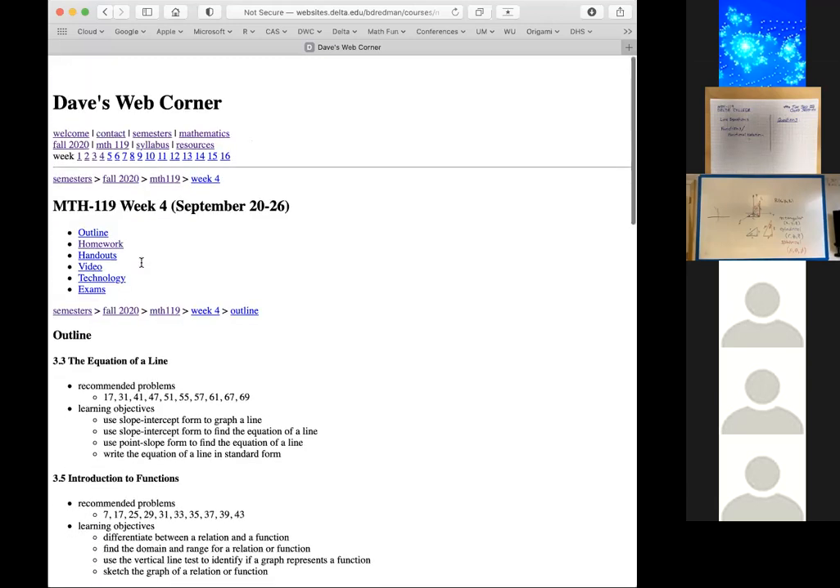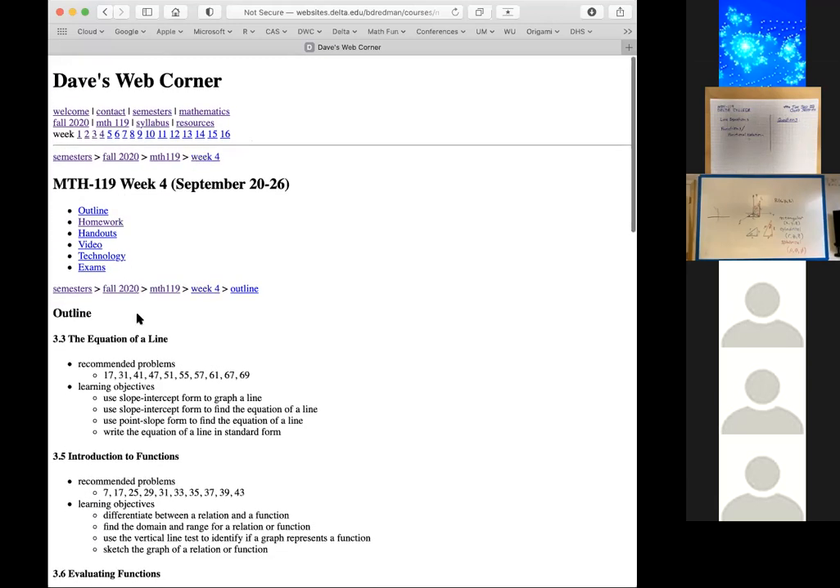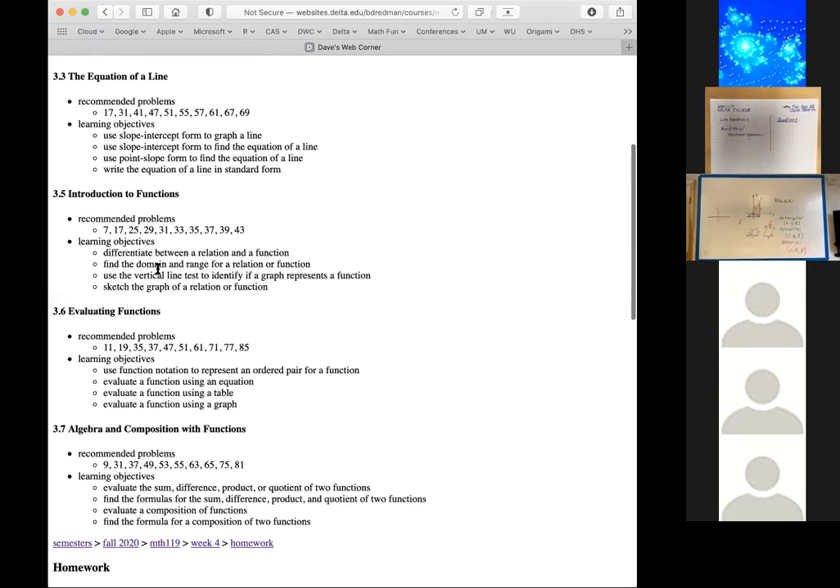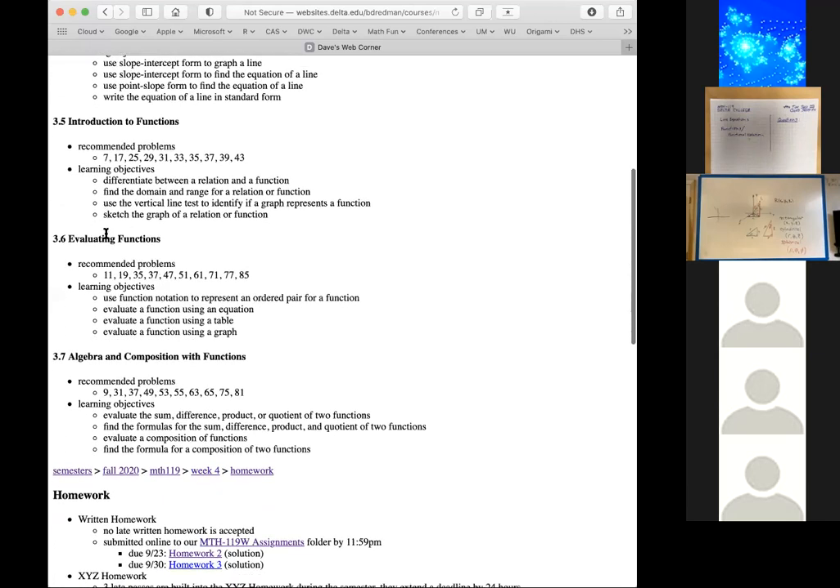Let's take a spin on our website for a second. We're in week 4 right here, and we're looking at these sections. Today we'll look at 3.3 and 3.5 essentially, and then more talk about functions on Thursday.